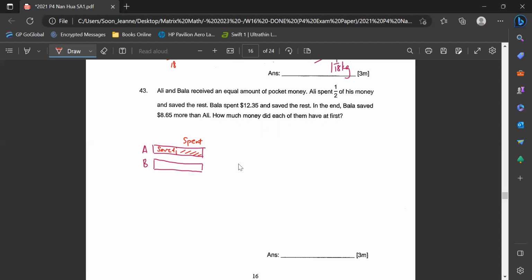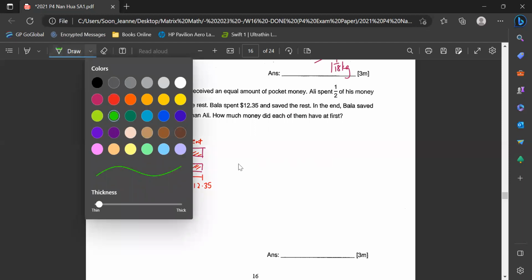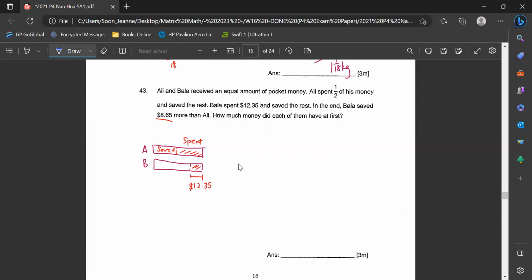So Bala spent $12.35. So Bala spent a little bit lesser. So this is $12.35. And he saved the rest. So these are all saved. Okay. So I want to know, in the end, you can see Bala saved more than Ali with an amount of $8.65. So that means the $8.65 is actually, let me use bright blue here.